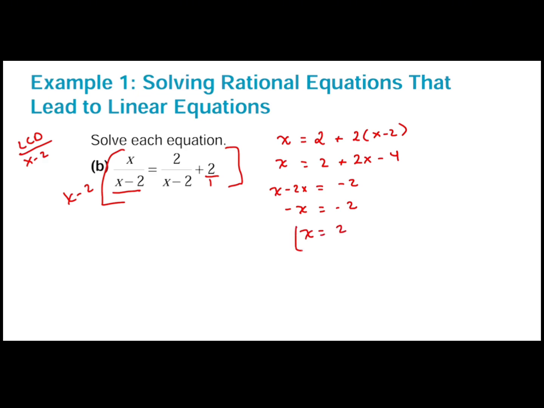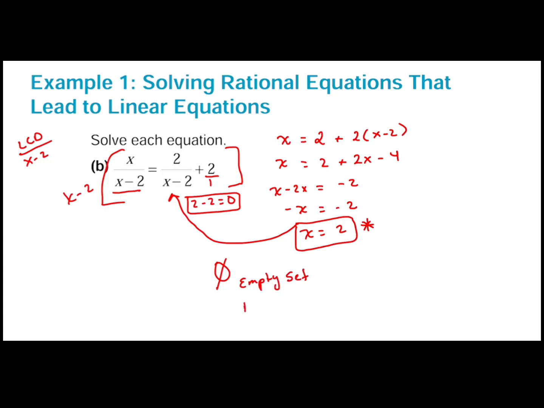Now, we have to actually do what first before we say that this is the answer? Plug it back in. Now, when I plug this back in, I get 2 minus 2 is equal to 0. That means that what? It cannot be this, so this does not check out. So the solution would be what? x is equal to the empty set. So this is the empty set, or you could say no solution. All right? So keep that in mind when you're doing these problems.